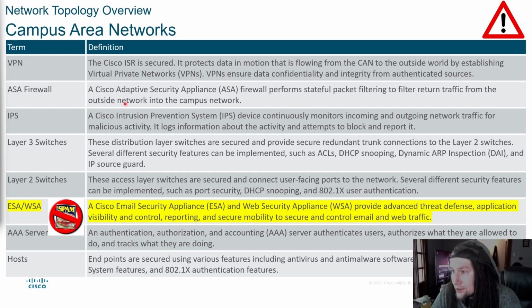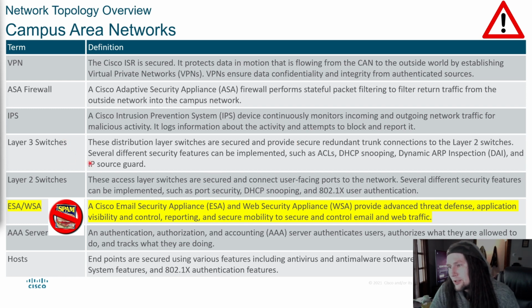ASA, Cisco Adaptive Security Appliance Firewall, performs stateful packet filtering to filter return traffic from the outside network into the campus network. IPS. A Cisco Intrusion Prevention System, or an IPS device, continuously monitors incoming and outgoing network traffic for malicious activity. It logs information about the activity and attempts to block and report it.